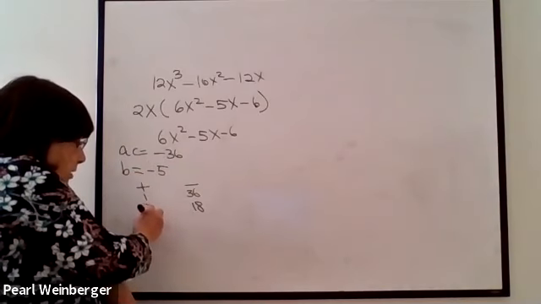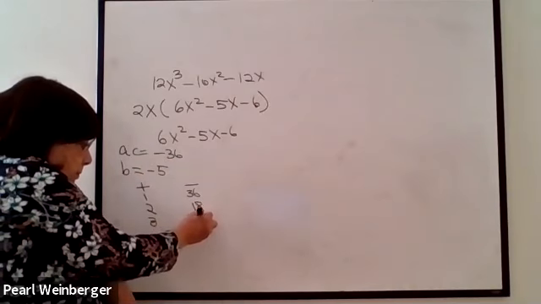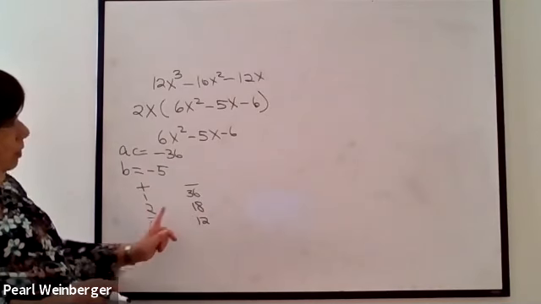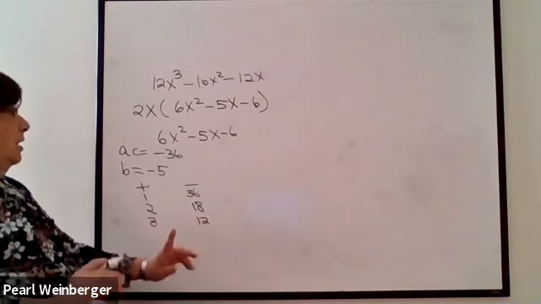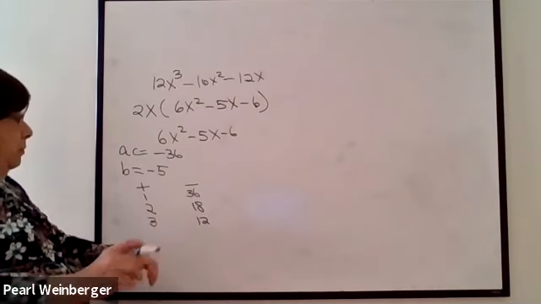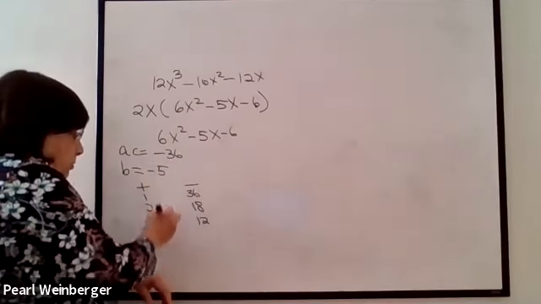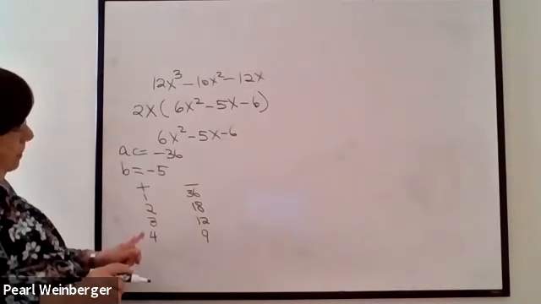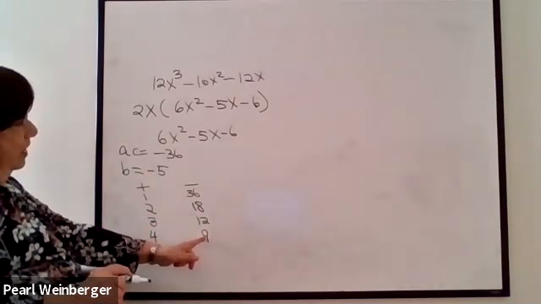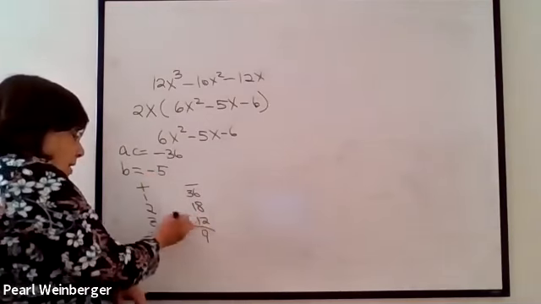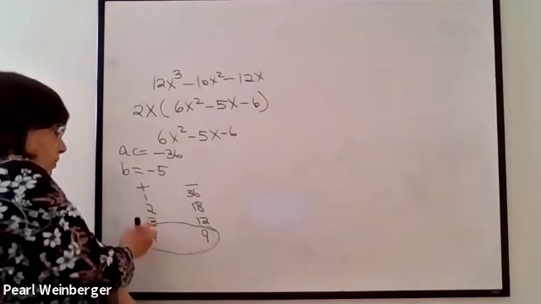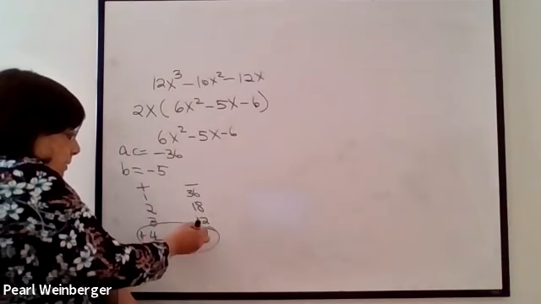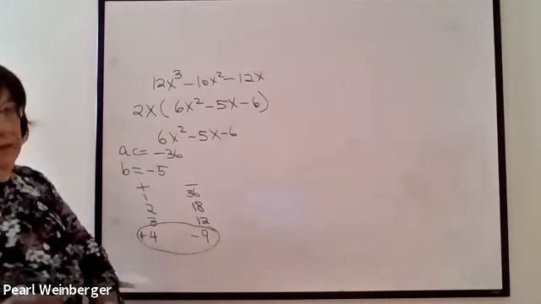Okay, let's try 3. Then we'd have positive 3 and negative 12. But when I combine a +3 with a -12, I get -9. Still not working. So let's go to the next combination, which is 4 and 9. And notice when I combine +4 with -9, it does give me -5. So this is the right combination. Notice I'm putting in the signs. This is going to be a +4 and a -9.